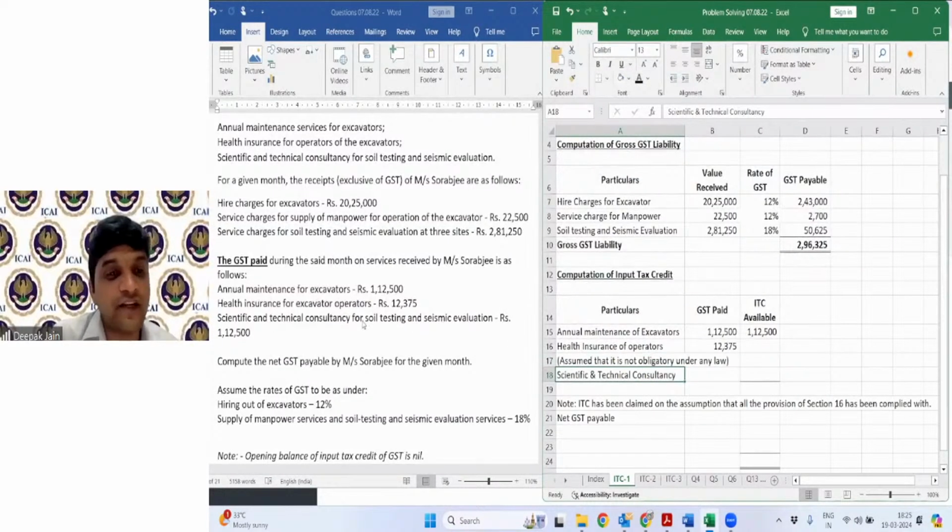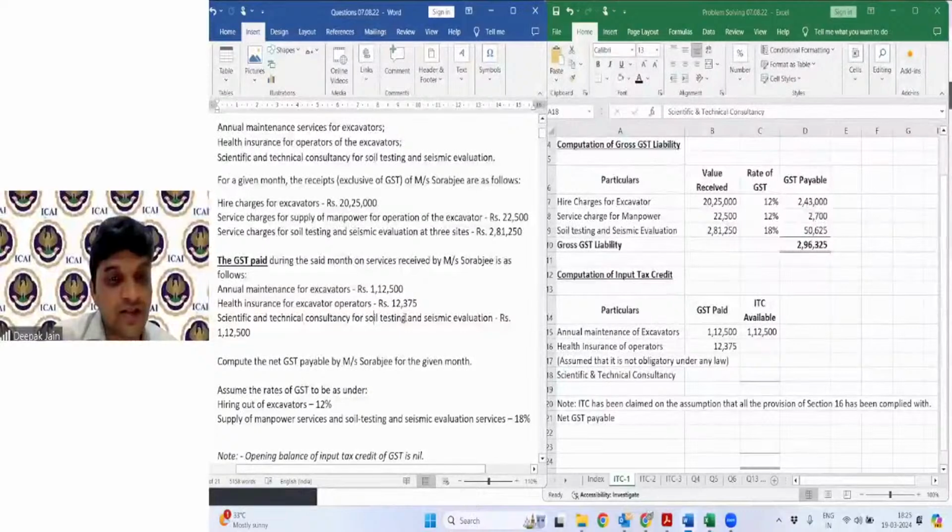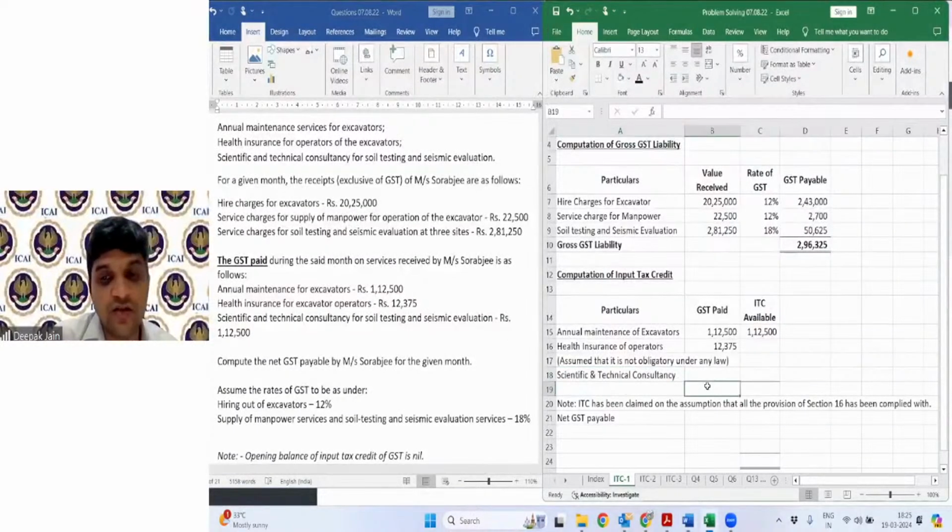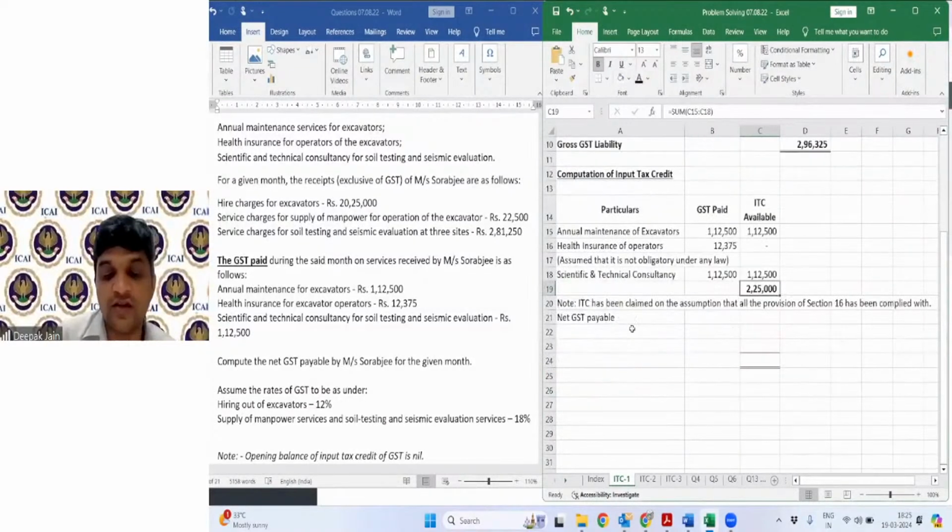Then scientific and technical consultancy services, that is soil testing and seismic evaluation, 112,500. On that ITC is available. Yes, on that ITC is available. But for health insurance of operators, assumed it is not obligatory under any law, then it is not available. So that is the reason my credit will be 225,000 rupees. And this note I've given that I'm claiming ITC on the assumption that all other conditions are satisfied.